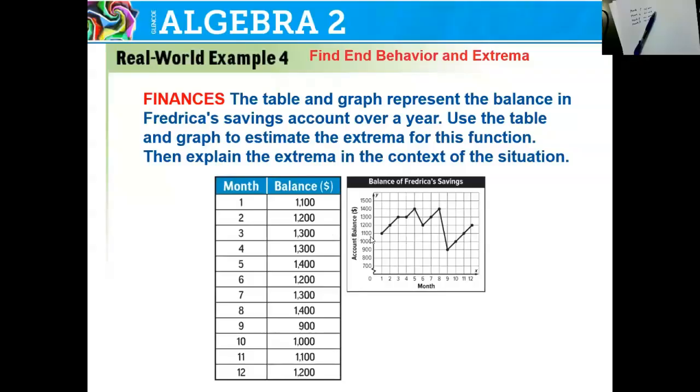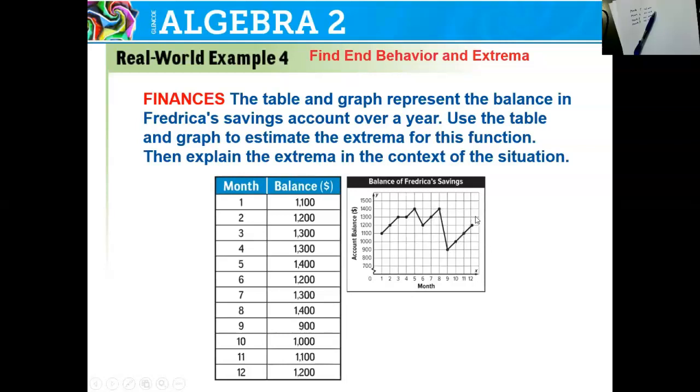Okay, they're easy to see on the graph because as we move left to right, we're increasing, hit this point, and then we drop. And then we're dropping, we hit this point, and then we begin to increase again. And we hit this point, and then we decrease again. And then we begin to increase again.